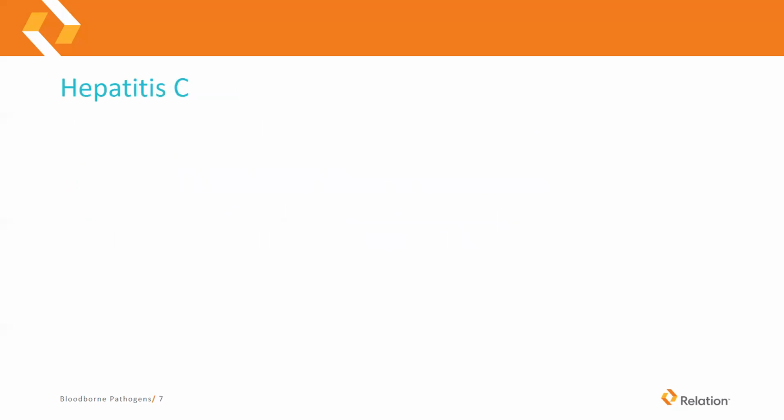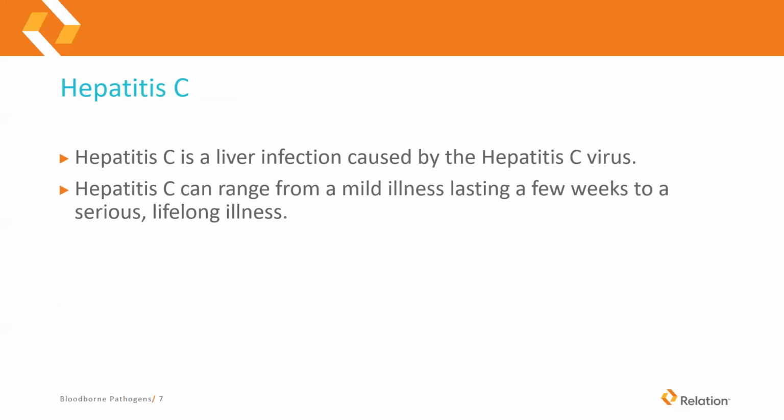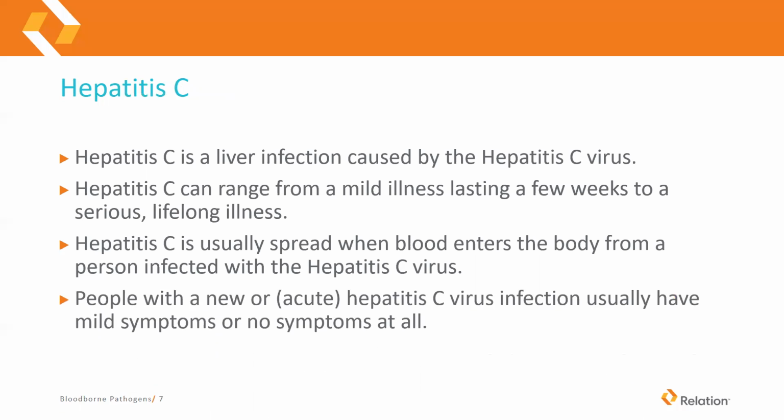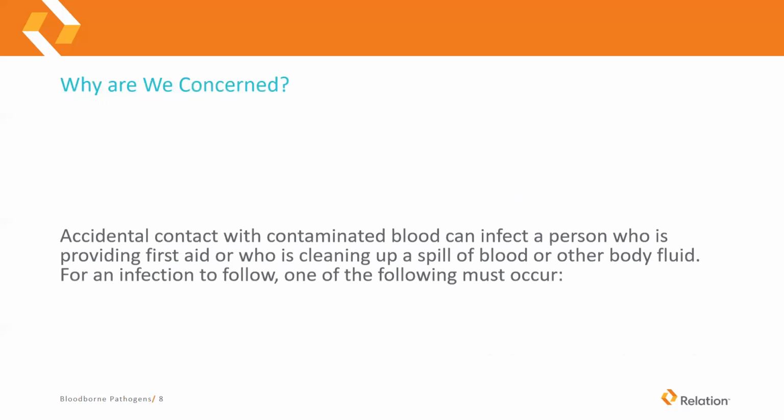So our next is hepatitis C. This is a liver infection caused by the hepatitis C virus. Hepatitis C can range from a mild illness lasting a few weeks to a serious lifelong illness. Hepatitis C is usually spread when blood enters the body from a person infected with the hepatitis C virus. People with a new or acute hepatitis C virus infection can usually have mild symptoms, and sometimes they don't have any symptoms at all. So why are we concerned with bloodborne pathogens?